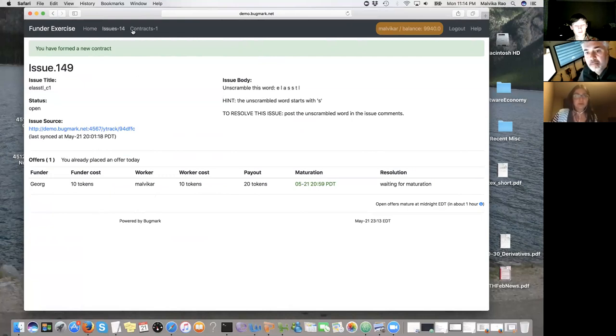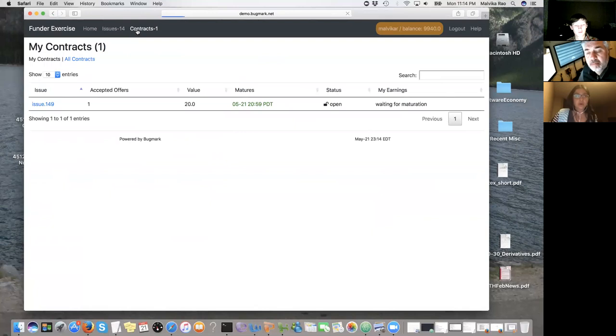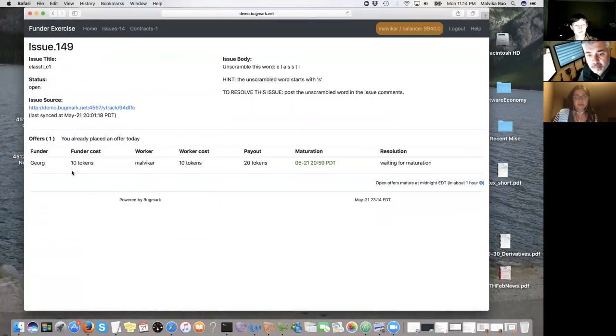So there I've accepted an offer. I go to the contracts tab, and in my contracts, I see this offer that I've accepted. It's the very same.